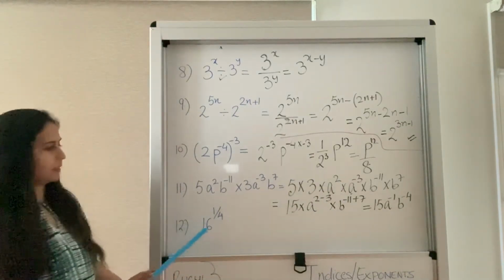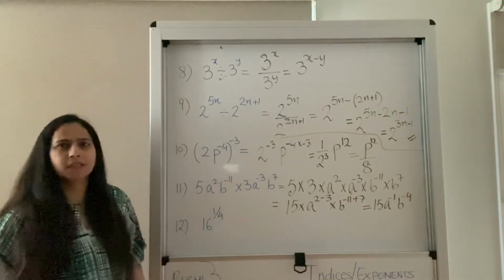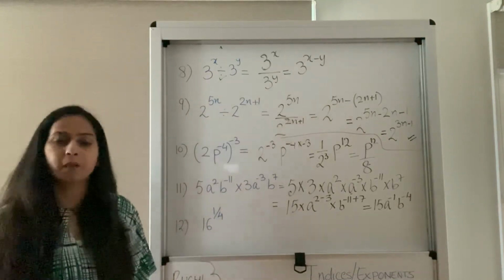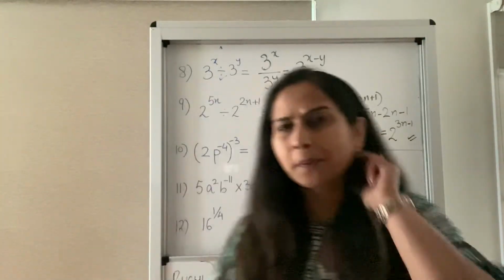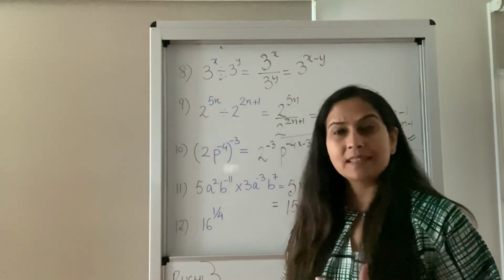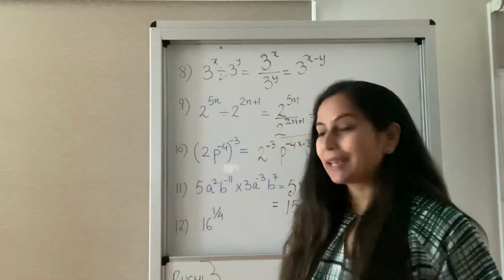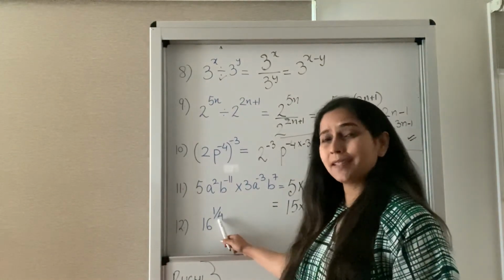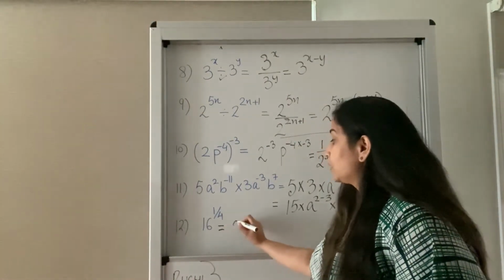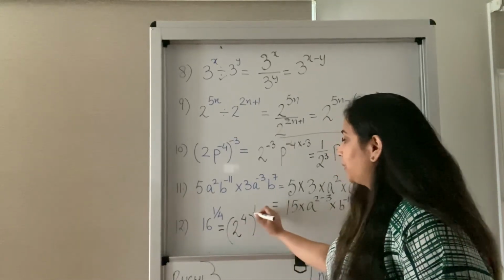Now this one, 16. This is interesting to do, if you see how to proceed, what to do. But if you look at the power, it's a quarter, 1 over 4, a fractional power. How to deal with it? When we look at 16, can you write 16 in a way that it has a power 4 involved? Because a quarter is the power here. But we can write 16 as 2 to the power 4 and whole to the power quarter.